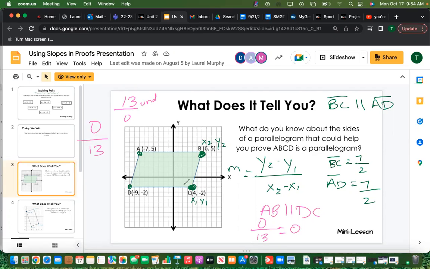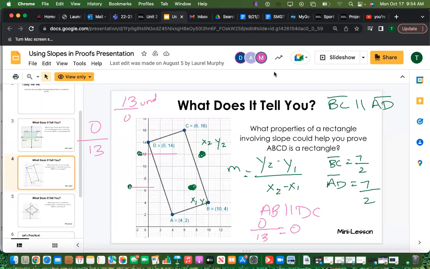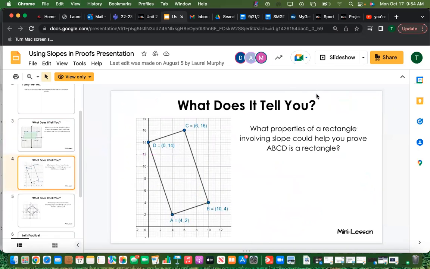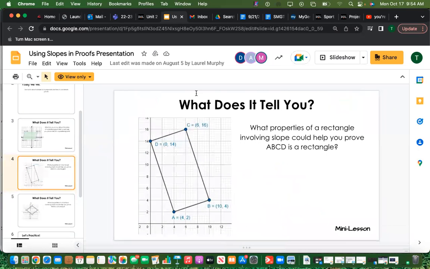Okay. So both of these are 0, which means that they're parallel to each other. Cool. That's fine. You can do it that way too. Okay, so what properties of a rectangle involving slope can help you prove that this is an actual rectangle? Opposite sides are what? Right. Opposite sides are parallel.